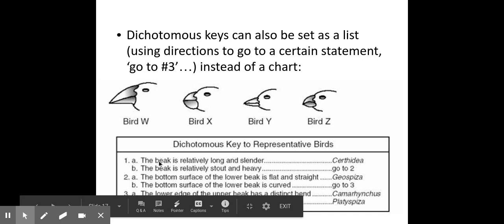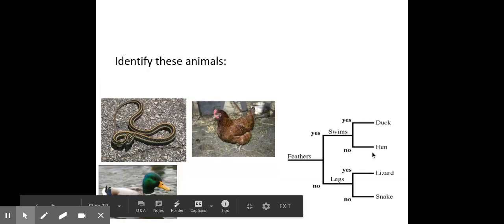So the first one says the beak is relatively long and slender. And if that is the case, then this is the particular type of bird you're dealing with. If the beak is relatively short and heavy, then you're going to go to the next step and follow it through. So this is one listed way of doing it. And this is a little bit more visual way of seeing it.